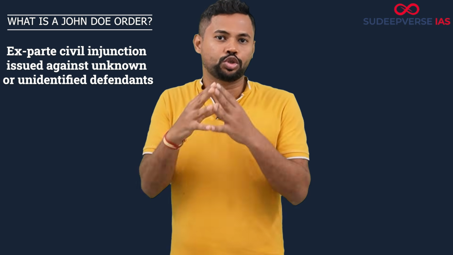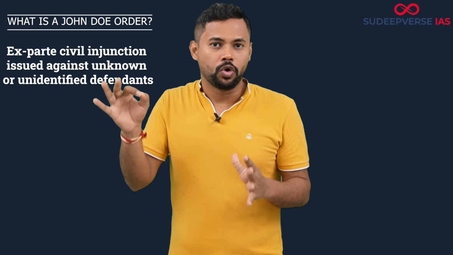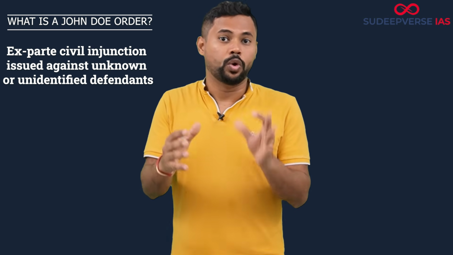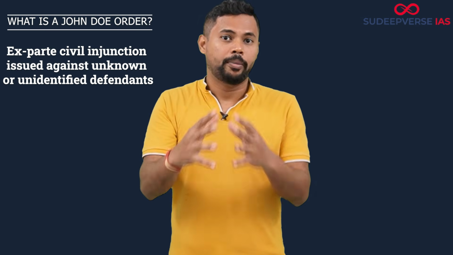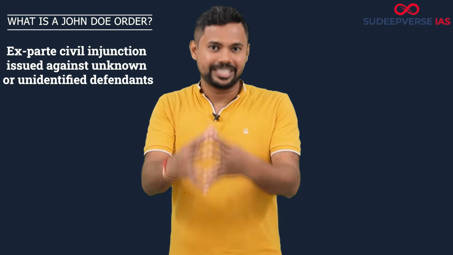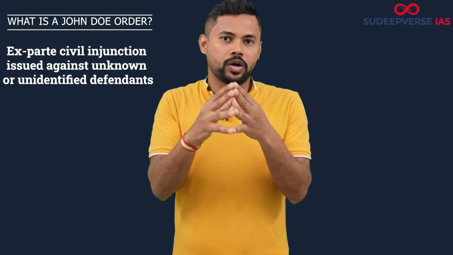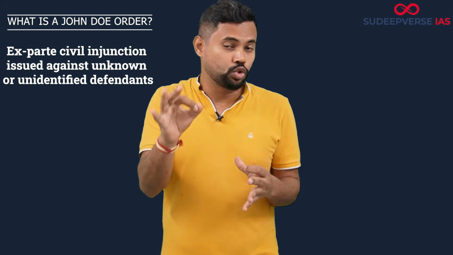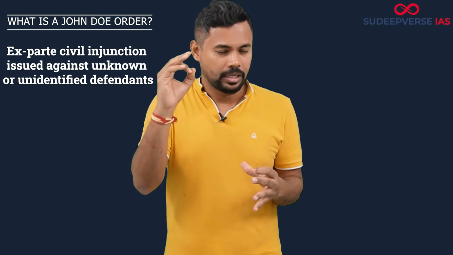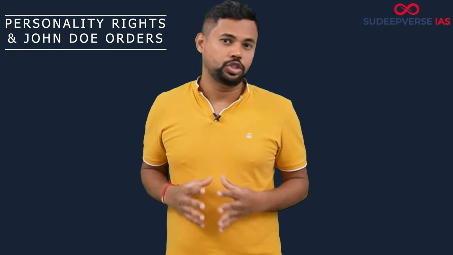Civil injunction means an order to stop something. It is a preventative court order, and overall it is issued to unknown or unidentified defendants because you still don't know who the doer is, but you just want to stop the act. This exactly is what is known as a John Doe order or Ashok Kumar order. And this becomes very, very important, especially in the digital space where misuse of work, misuse of image, misuse of voice happens rampantly. So finally, you have learned what exactly personality rights are, how personality rights are derived, and what exactly a John Doe order is.